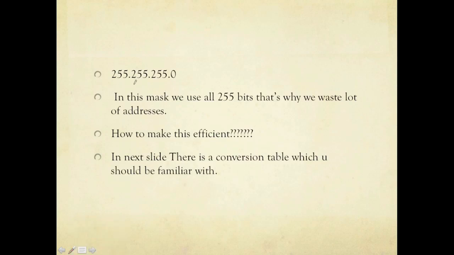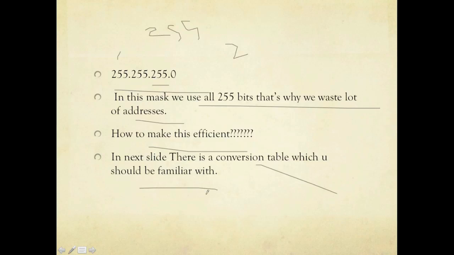Okay, so 255.255.255.0. In this mask we use all 255 bits, that's why we waste a lot of addresses. We can't use anything apart from 255. There was no chance to use 254 or 252 or 248 or any other values, so you can subdivide these classes into subdivisions, subnetworks.